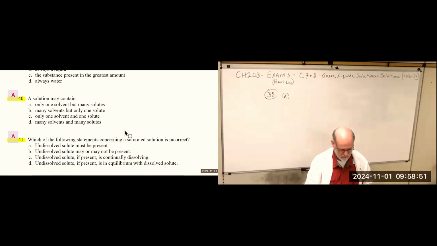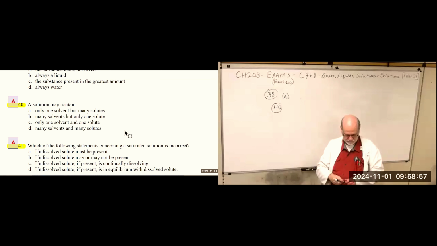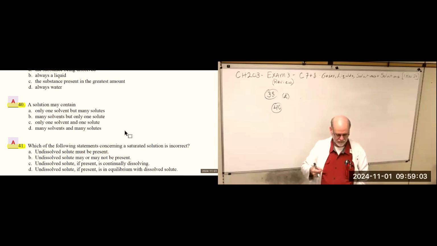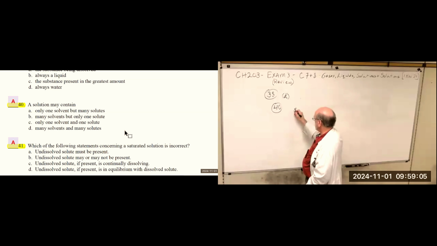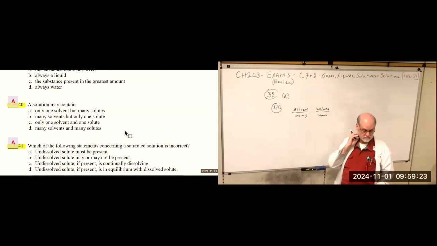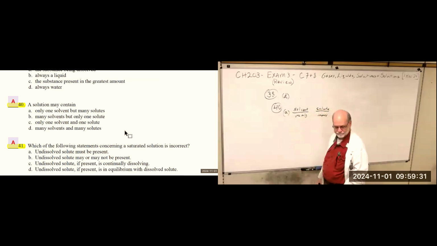Let's see. 40. A solution may contain what? All right, these are definitions. A solution is made up of solvent and solute. How many of each? One only. Many if you desire. So only one solvent, many solutes. A would be the correct answer. Okay.